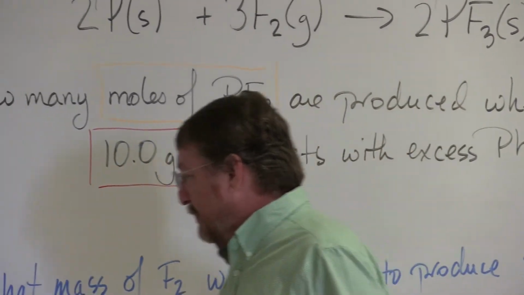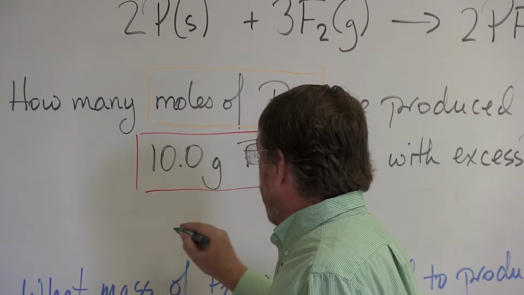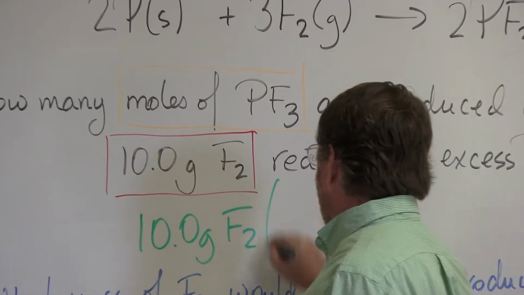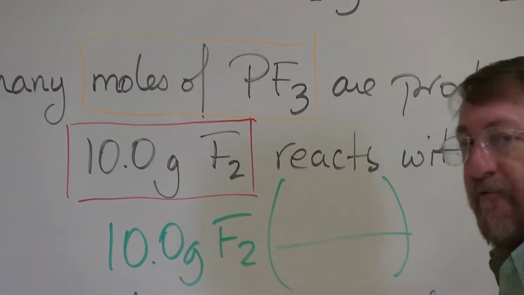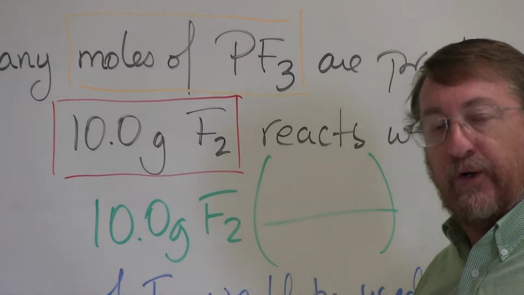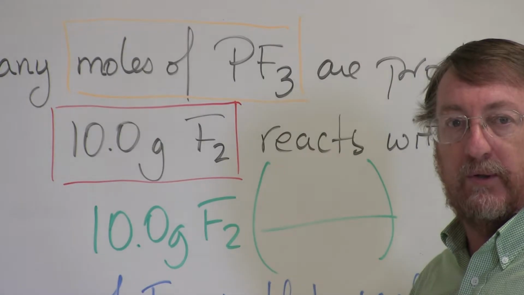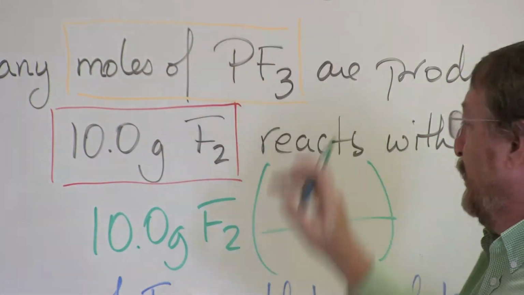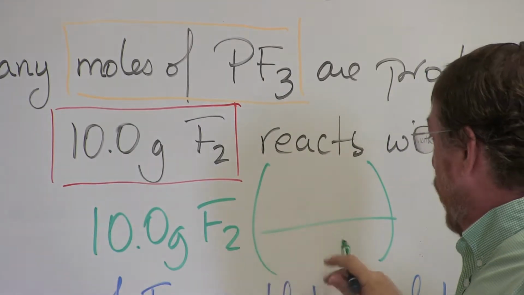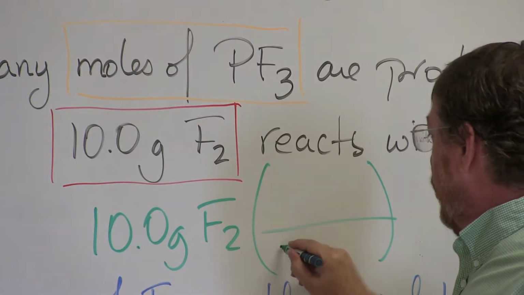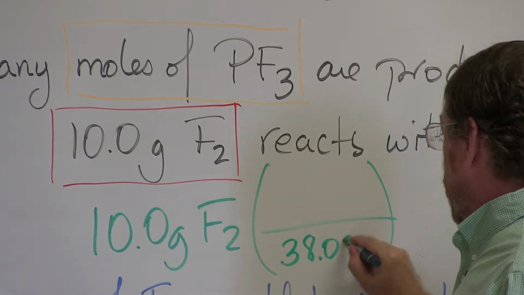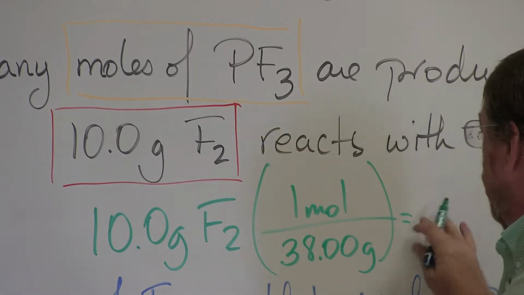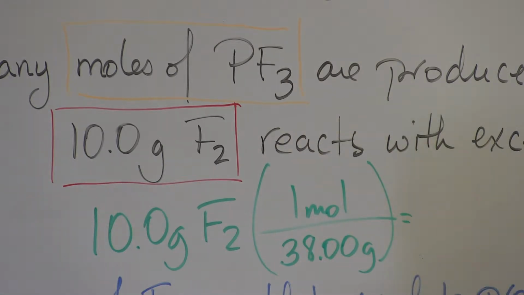We've got, here's green, we've got 10 grams of fluorine. Okay, we're going to convert that to moles. We're never going to do stoichiometry without moles, okay? Because this balanced reaction is 2 moles of phosphorus, 3 moles of fluorine. So we're going to go through, and fluorine is a diatomic, so we have 38 grams in 1 mole. And I'm going to go ahead and write down the individual values. Later on, we might not do that.